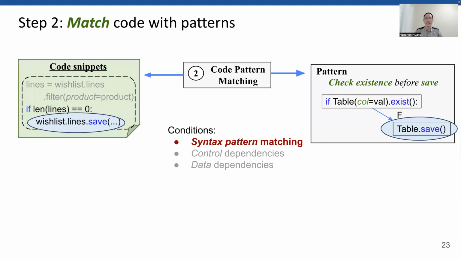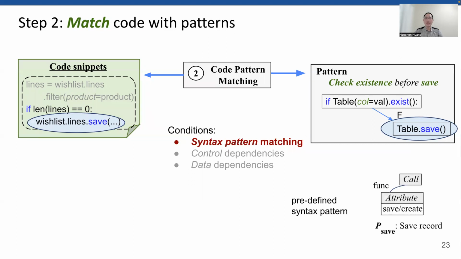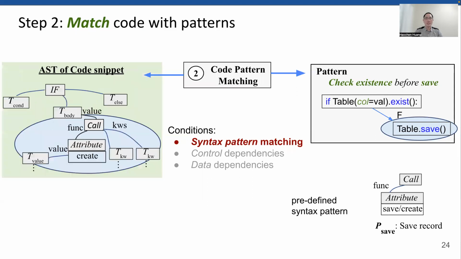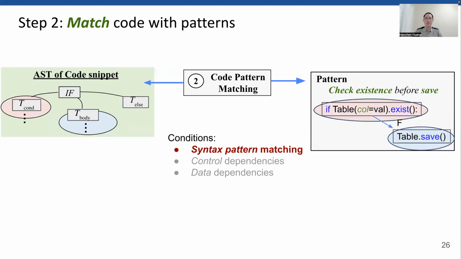The first one is syntax pattern matching. Let's first look at the blue circles. We aim to match the code snippet with the pattern of saving a record. To do this, we predefine a category of syntax patterns that have that meaning, called psave. Then we turn the code snippet into the AST. Then we traverse the AST and find a match of psave. Similarly, we match the other subtree in AST that checks for the existence in the red circle.